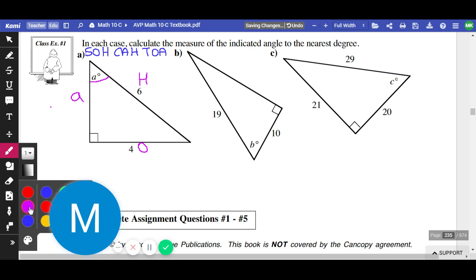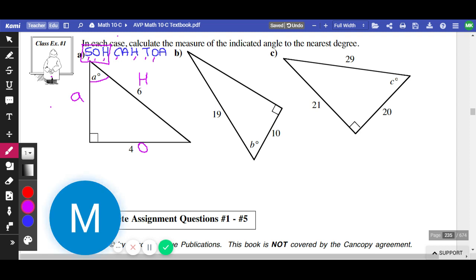Underneath SOHCAHTOA, I'm going to check off S, C, and T because those are my freebies. And then I'm also going to check off the side lengths I know. In this case, I know the opposite is 4 and I know the hypotenuse is 6. So I'm going to check off O and H. Sine, opposite over hypotenuse, has 3 check marks. That's the ratio I want to use.